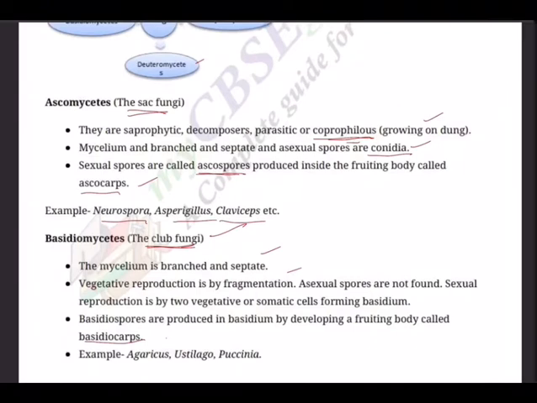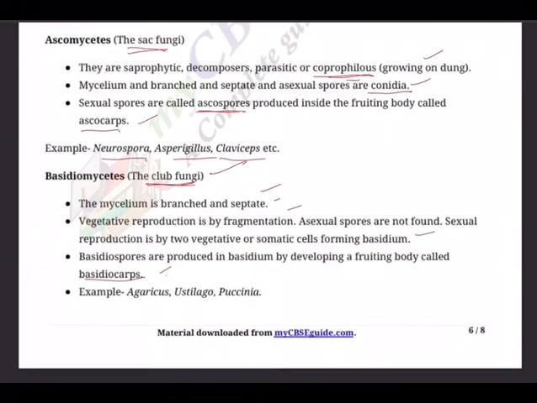And the third one, Basidiomycetes, called club fungi. The mycelium is branched and septate. Vegetative reproduction is by fragmentation. Asexual spores are not found. Sexual reproduction is by two vegetative or somatic cells forming a basidium. Basidiospores are produced in the basidium, developing a fruiting body called basidiocarp. Examples: Agaricus, Ustilago, Puccinia.